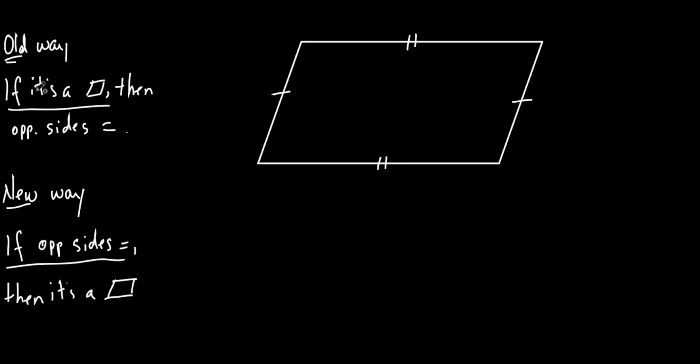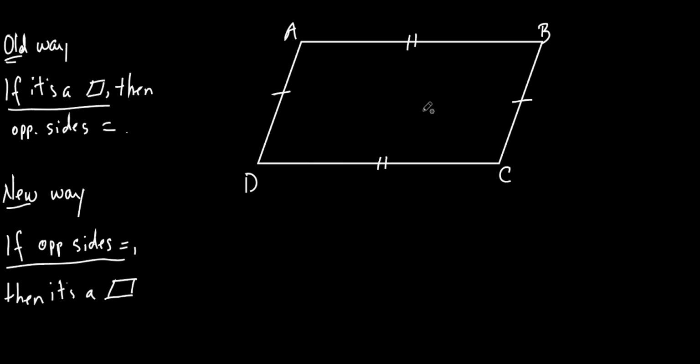So this one says, if you know it's a parallelogram to begin with, then that means that the opposite sides are equal. Okay, we've already done that. We've had a quiz on it, all right? This new way says, okay, you got a quadrilateral, four-sided figure. If the opposite sides are equal to each other, then guess what this is? Then this is a what? Parallelogram. Do you see the difference?